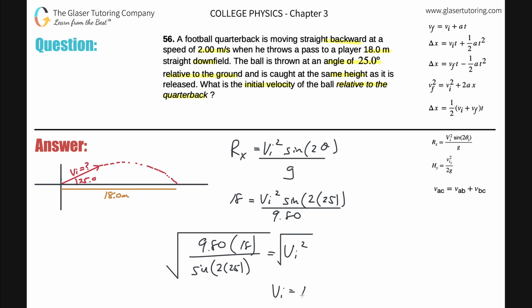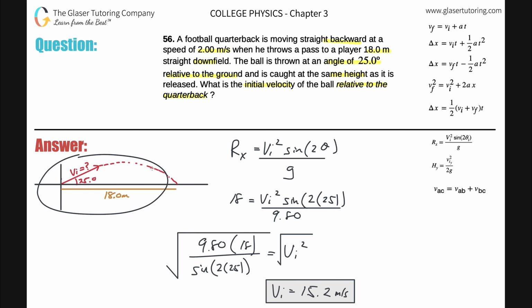15.17477, and so on. I'm going to round, but when you do your calculations, just round at the end, so use all exact values. This is going to be meters per second. Now, this is the initial velocity. Since we're in the relative velocity chapter, this is technically the initial velocity of the ball relative to the earth. That's the frame of reference.